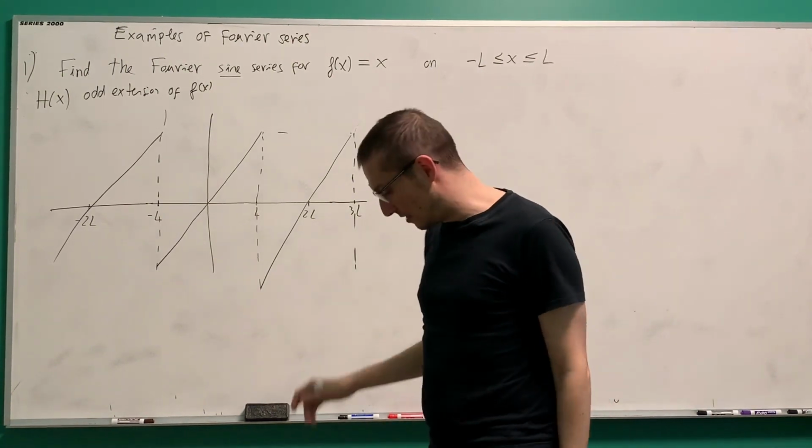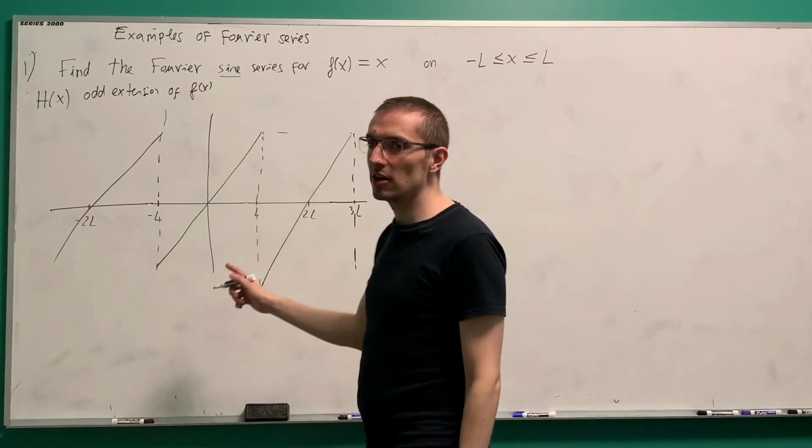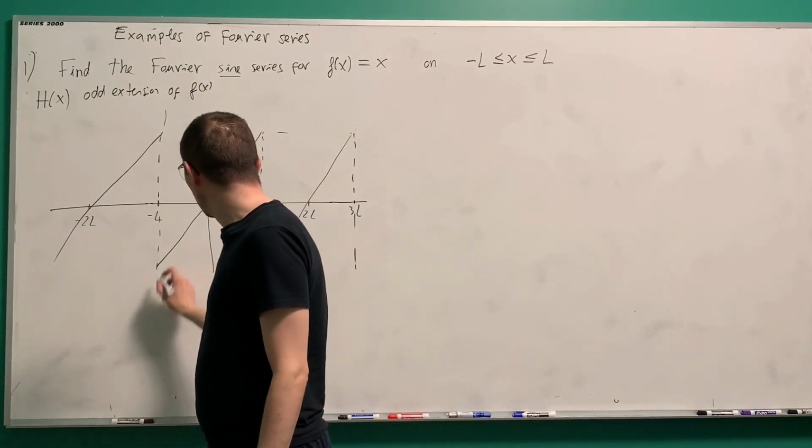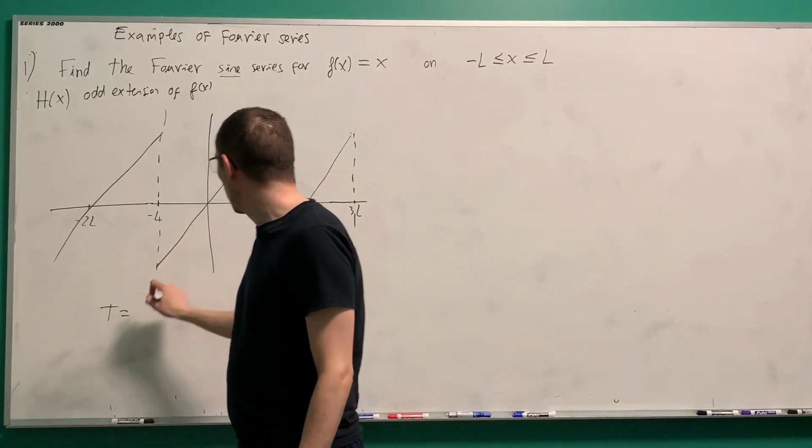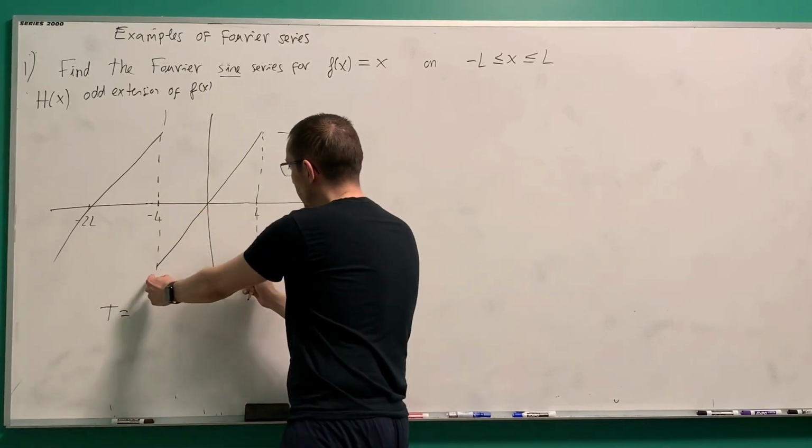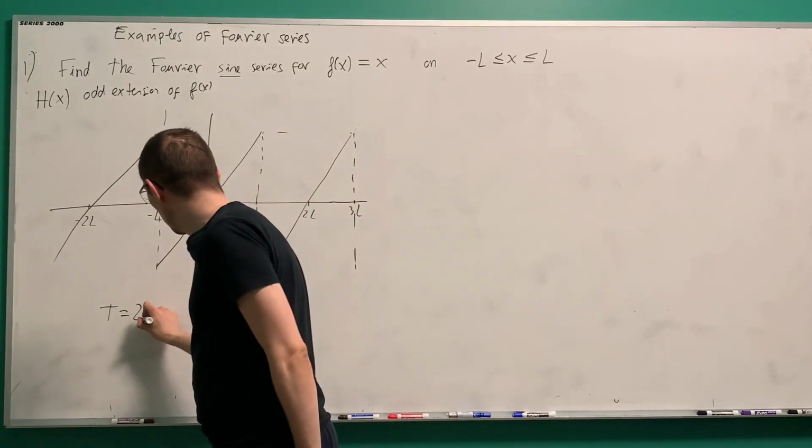First of all, what is the period of this function? What is the period of the odd extension? Well, the period is capital T equals 2L. You see, it repeats every 2L. So the period is 2L.